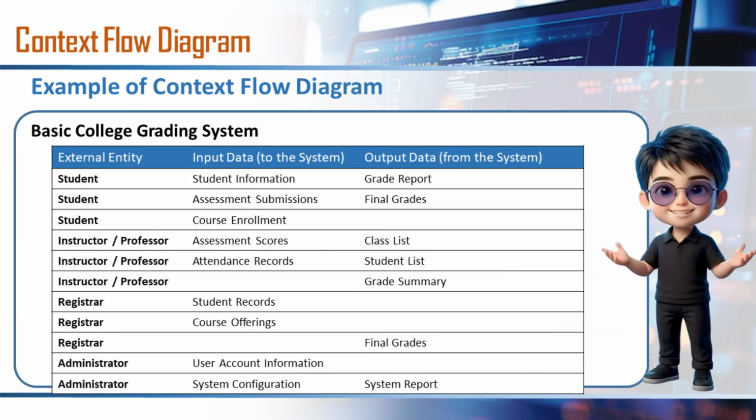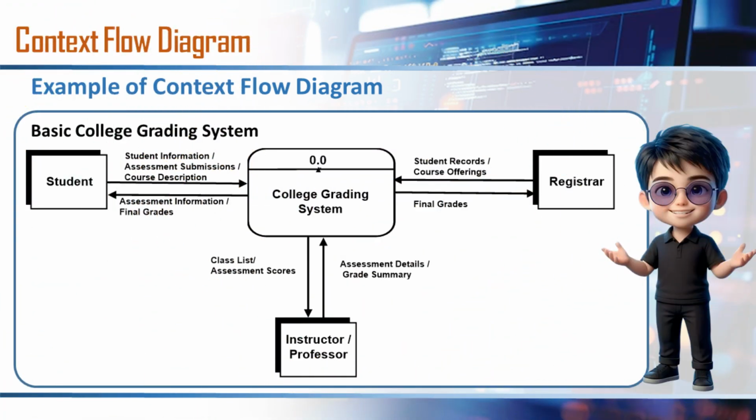Let us proceed to an example of creating a context flow diagram, CFD. This time, carefully observe the information provided, particularly the input and output data flows, and how each external entity contributes to and interacts with a single system process. Remember that the CFD should represent the entire system as one process and should only show the data exchange between the system and its external entities. Based on the given input and output data, the following is the completed CFD diagram.